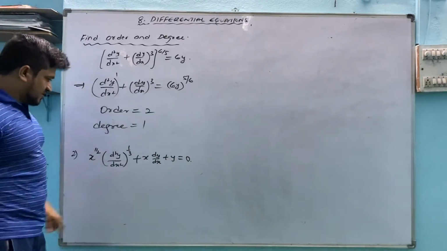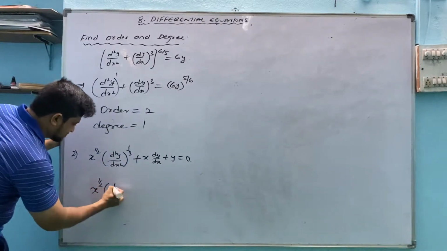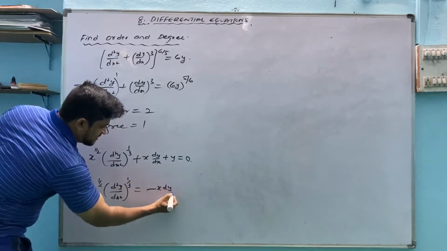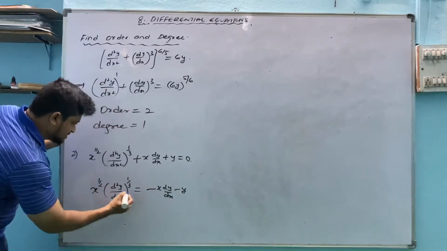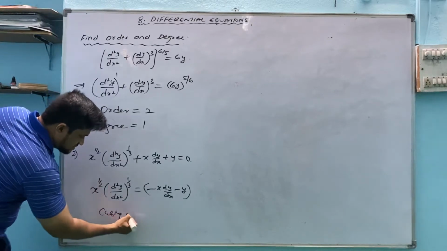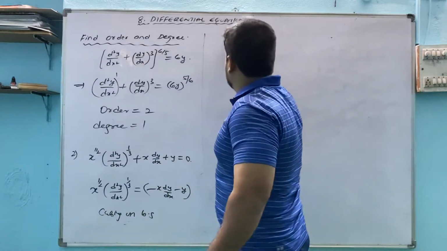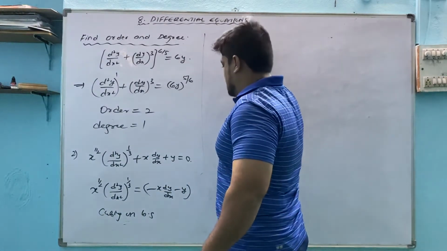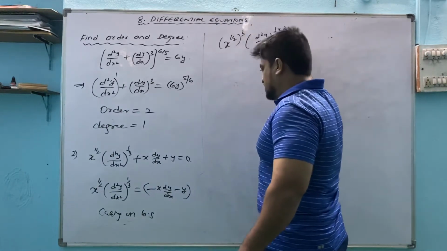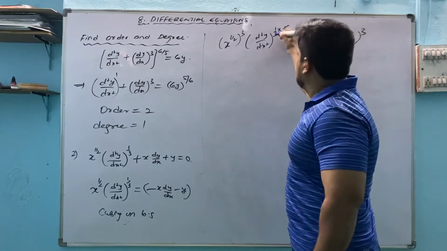Now it has some power 1 by 3. So send the terms without power to the right side. Minus x dy by dx minus y. Now we need to remove this 3, so we have to cube on both sides. If I cube on both sides, what will I get? X power 1 by 2 whole cube, (d square y by dx square) power 1 by 3 also gets cubed, and (minus x dy by dx minus y) also gets cubed.